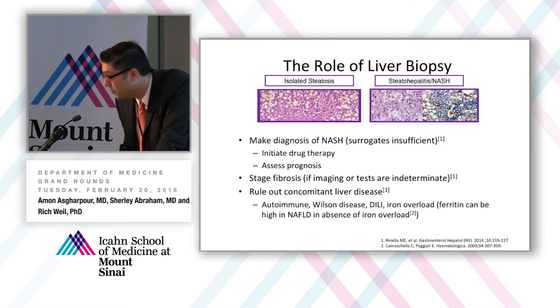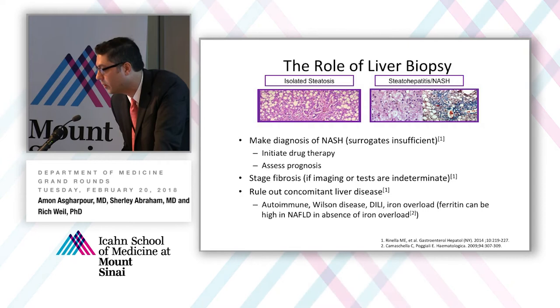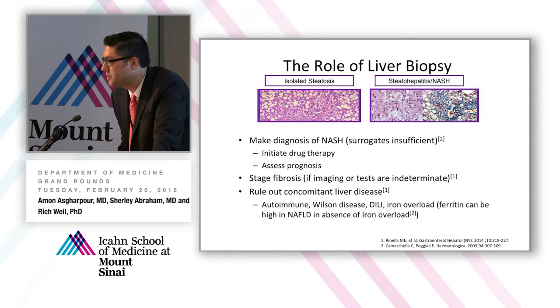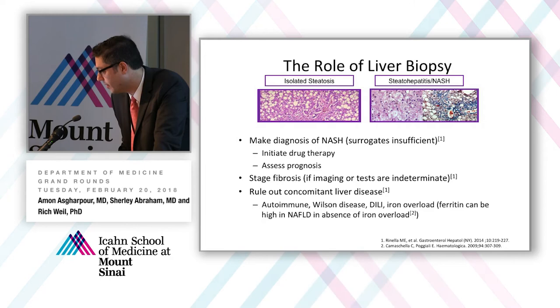There's still a role for liver biopsy. I do them myself, so we do them percutaneously on KCC4. And it's really to make the diagnosis of NASH in certain cases, to think about initiation of drug therapy. So it's really a standard of care to understand the prognosis, and then we can often use that same biopsy to get them into a clinical trial. It's really all about staging the fibrosis and ruling out other causes of liver disease.